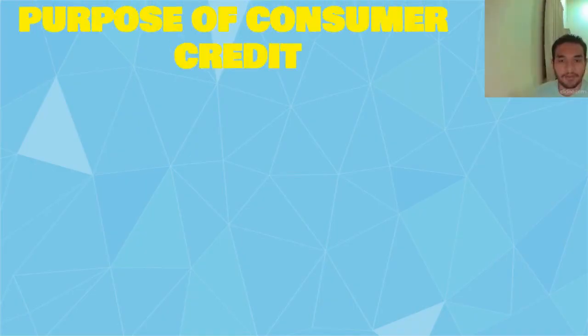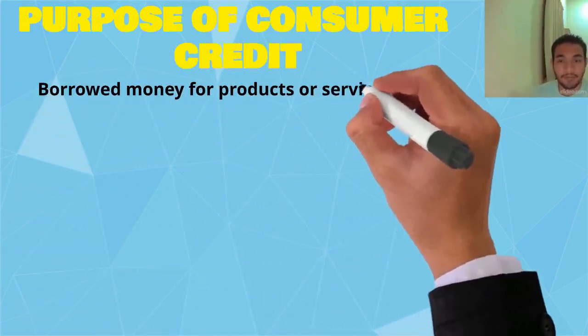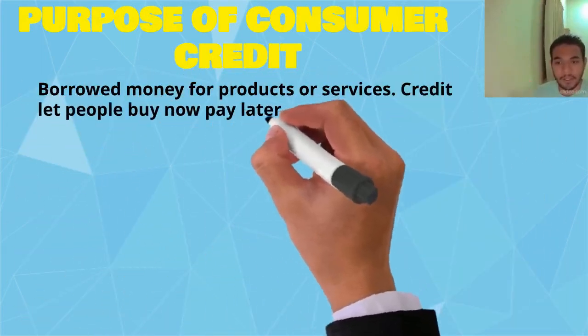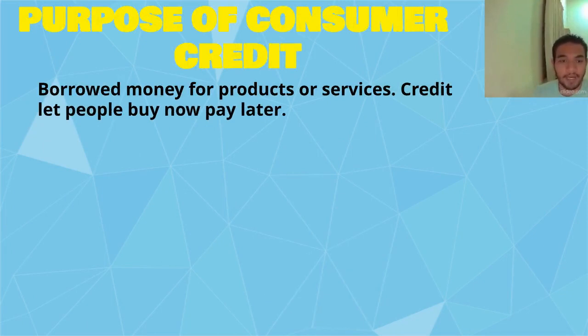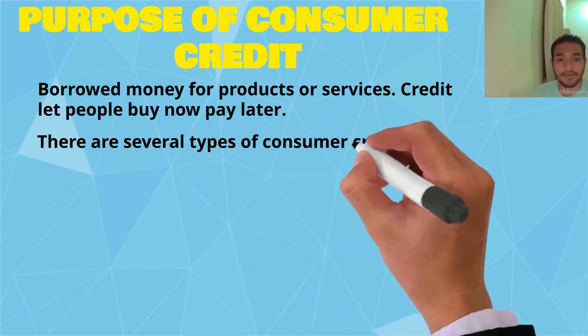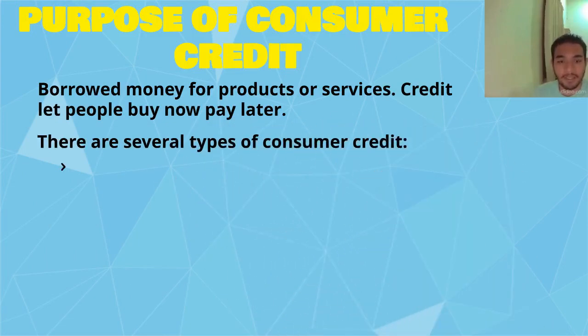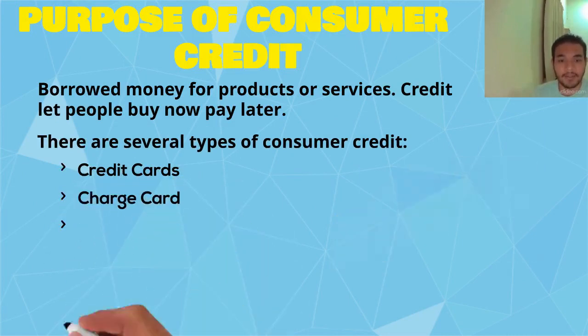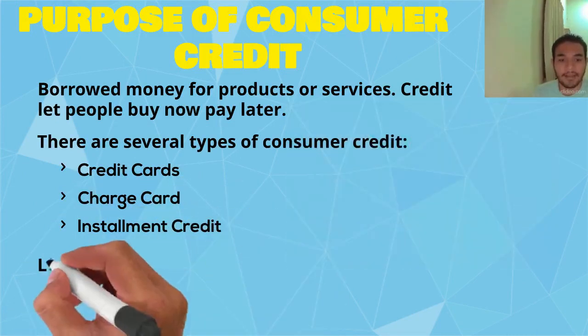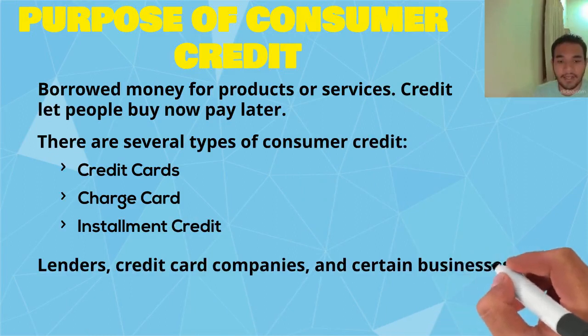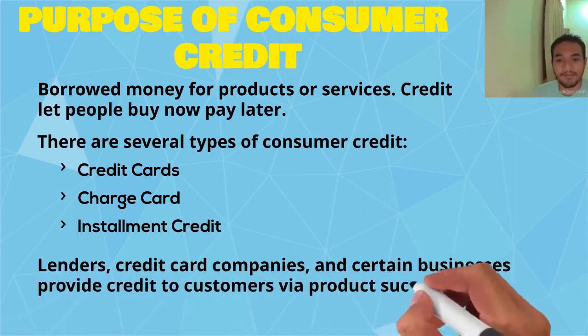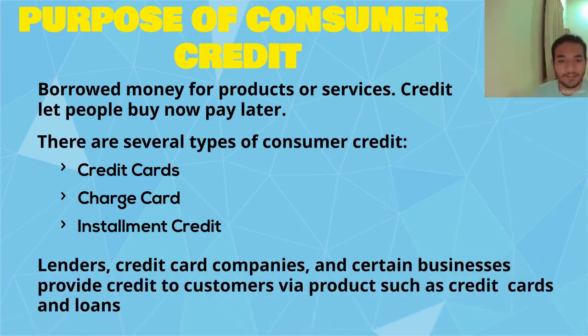The purpose of consumer credit. So consumer credit is to borrow money for products or services. Credit lets people buy now and pay later. And also there are several types of consumer credit, such as first, credit cards, second, charge cards, and third, installment credits. Lenders, credit card companies, and certain businesses provide credit to customers via products such as credit cards and loans.